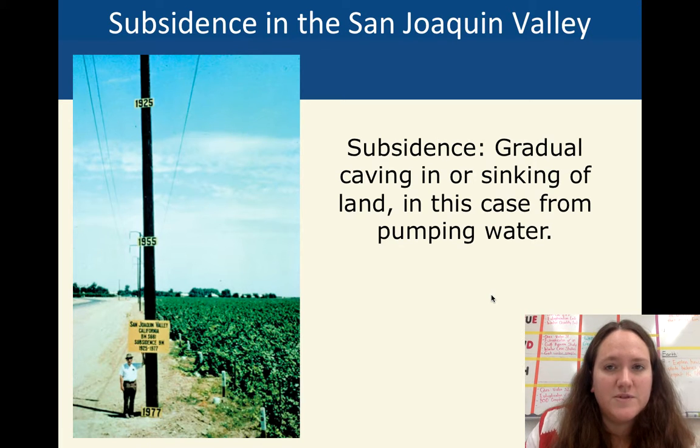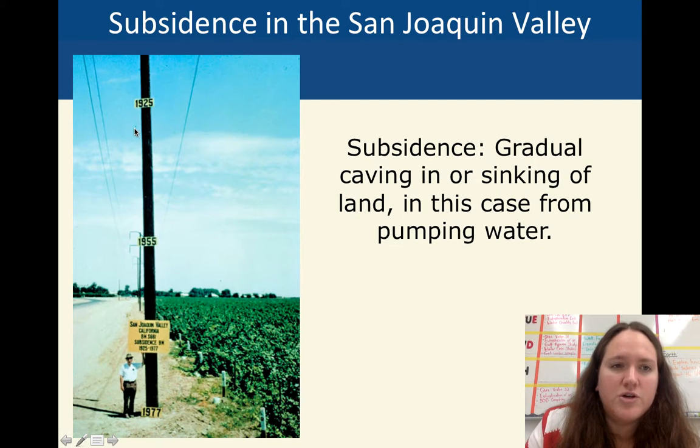So one of the biggest problems that can happen when you are pumping groundwater out of the ground is something called subsidence. This is the gradual caving or sinking of the land, in this case because we're pumping water out of the ground. This is a very striking picture. This shows you what the elevation was like in 1925, and then this is down here in 1977, and it has continued to go down. We have literally pumped the water out of the ground, and it has slowly sunk over time. This is a kind of crazy and striking picture to see.